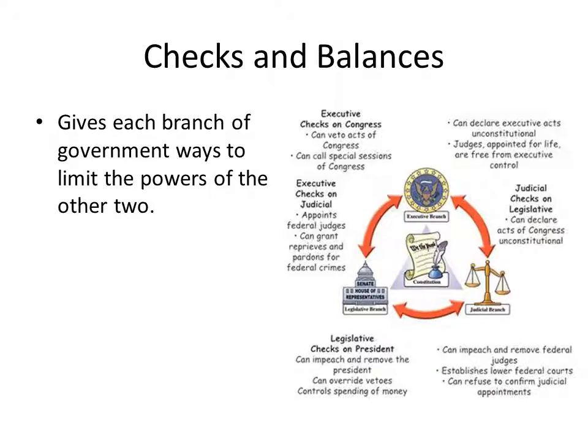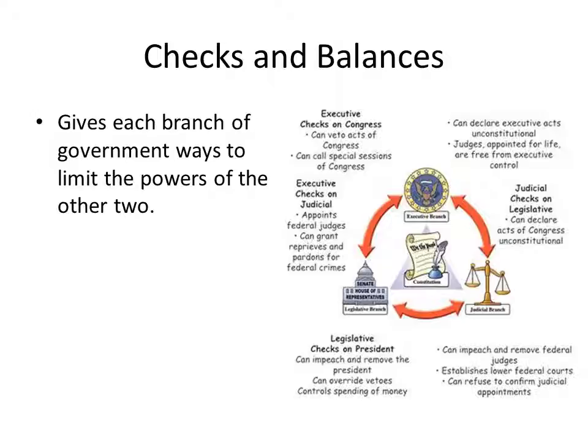So checks and balances are ways we give each branch ways to limit the powers of the other two. So if you take a moment and pause this video, you should be able to look at this picture to your right and see some of the ways each branch in our national government checks the power of the other two or limits the power of the other two.